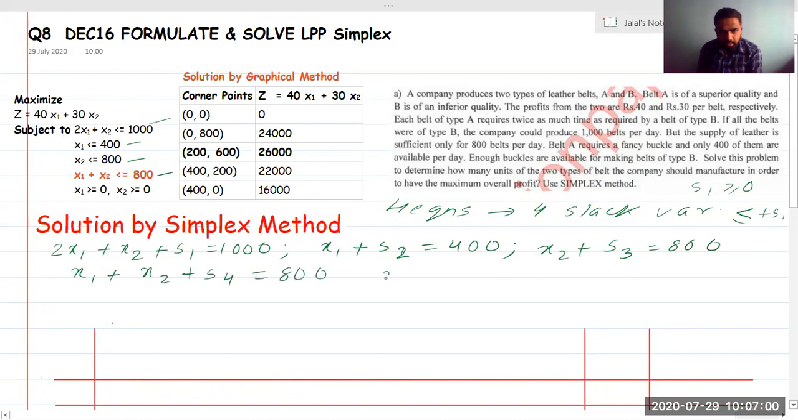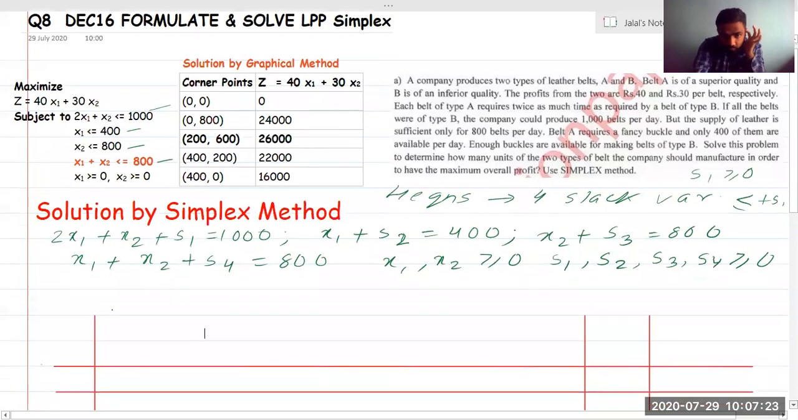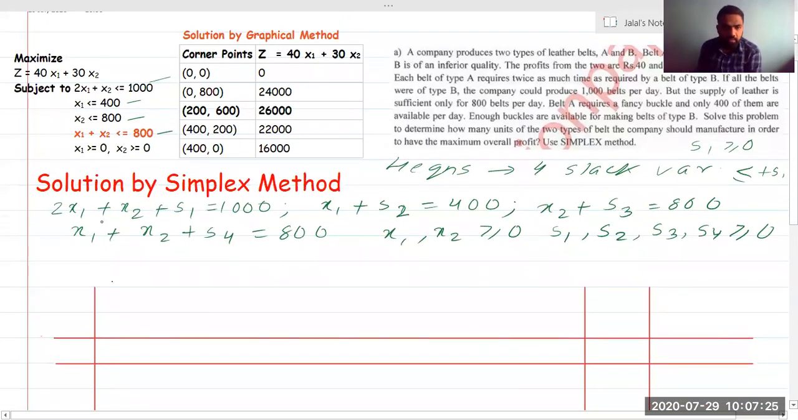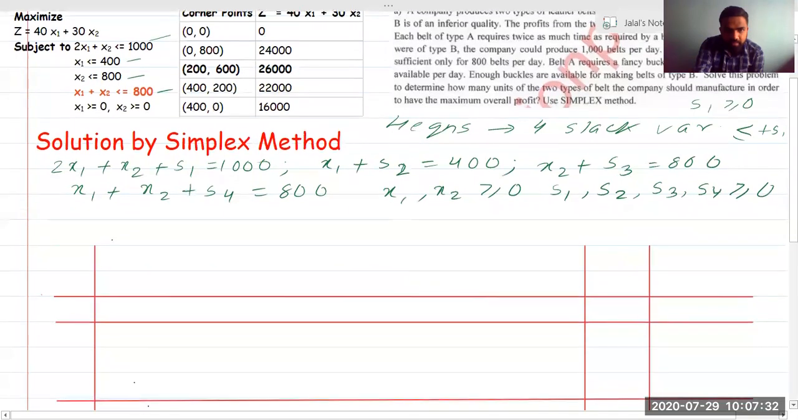And there are 2 non-negativity restrictions which will be as it is: x1 is greater than 0, x2 is greater than 0. Some more non-negativity restrictions we will add, like s1, s2, s3, s4, all variables are greater than equal to 0. So we have written this. Now what we will do is formulate this as a linear programming problem. Since all the equations are of less than equal to type, we can solve it by simplex method.